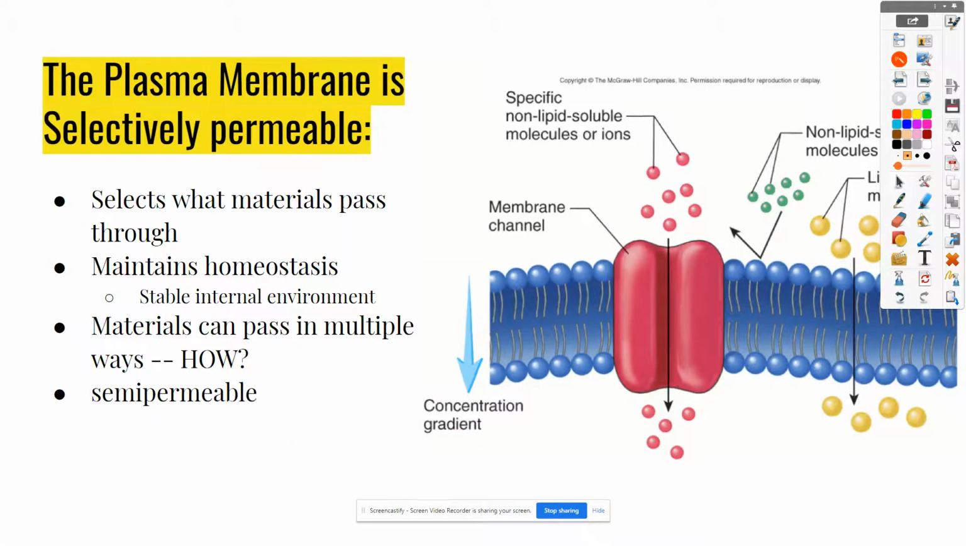All right, and we said that this plasma membrane is selectively permeable. It controls what materials can pass through the membrane and which materials can't, and by doing that is how it's maintaining homeostasis. Remember, homeostasis is a stable internal environment.